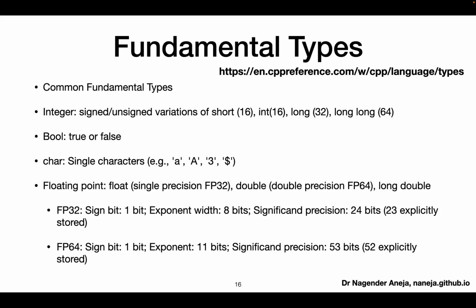And similarly, we have bool, which is true and false. Boolean values are represented numerically, and there are ways that we can convert this representation to true and false. We'll see that in the next program. Then we have the character, which is a single character, like small a, capital A, 3 or dollar, represented in single quotes. Then we have floating point: float or double, with single precision floating point being 32 bits and double precision being 64 bits. And then we have the long double.